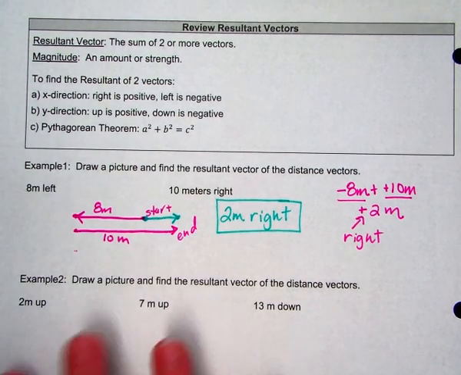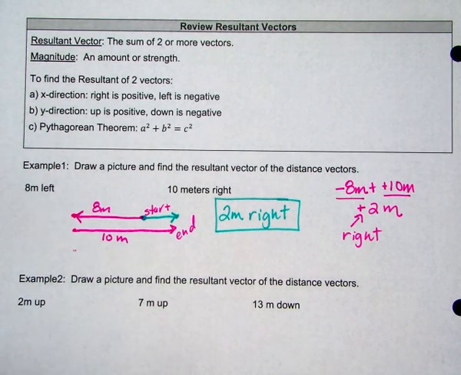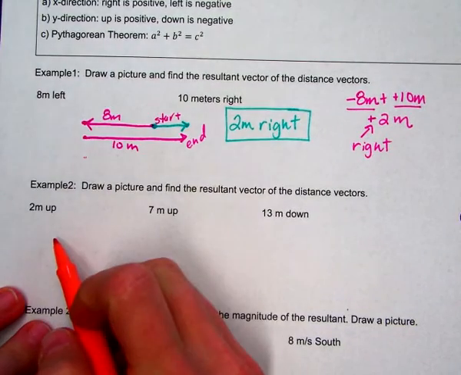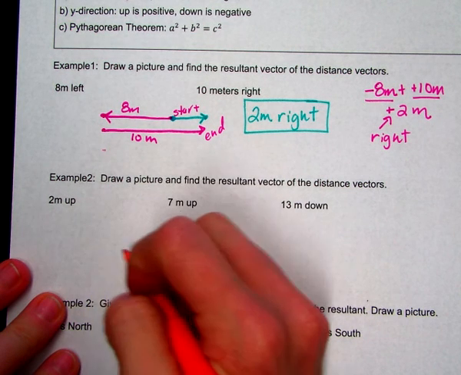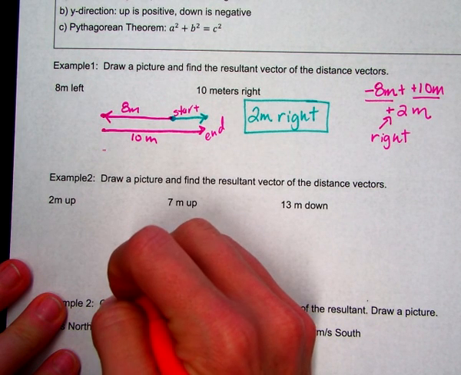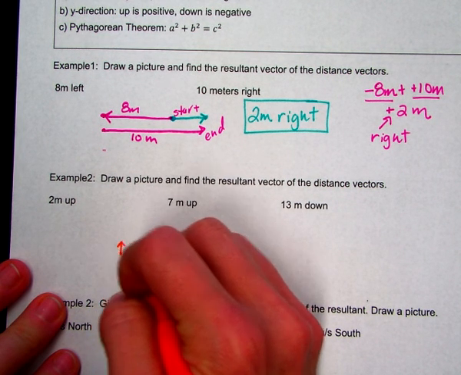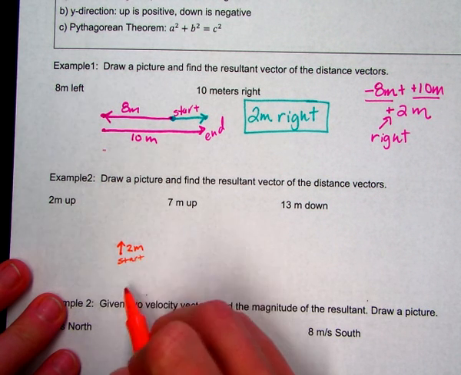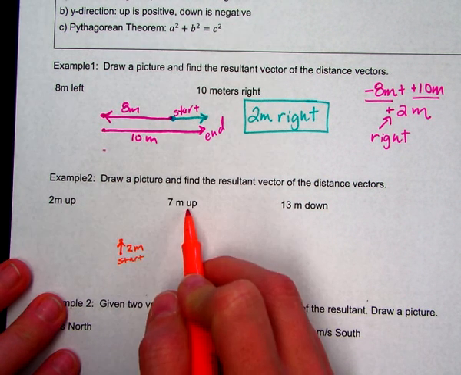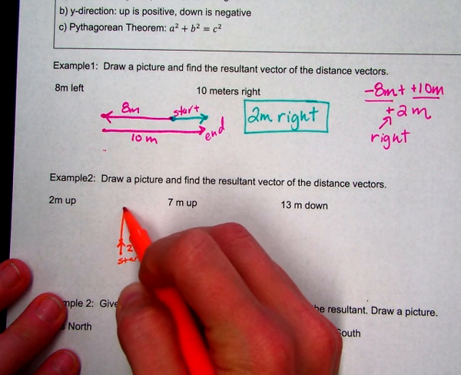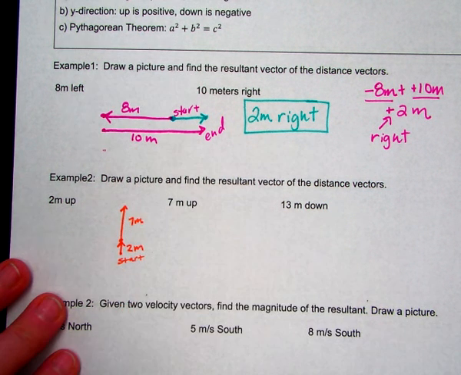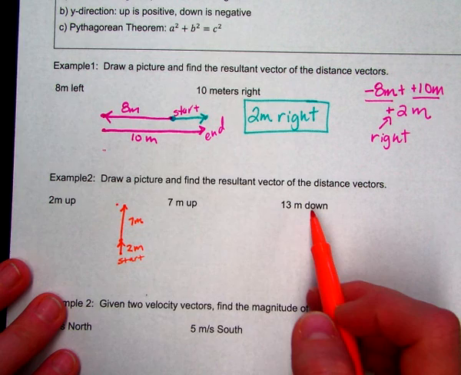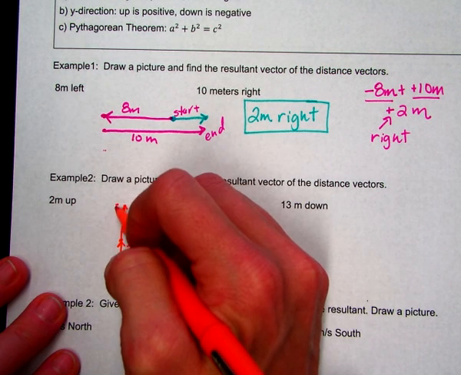So for the next one, we have 3 vectors. So for this, let's take a look. We're going to go 2 meters up. So I'm going to start right here. I'm going to go 2 meters up. Okay, so this is my start. And then from here, I'm going to go another 7 meters up. Okay, and now this is where I'm at, so I'm going to go to the side a little bit because now I'm going to go down 13 meters.